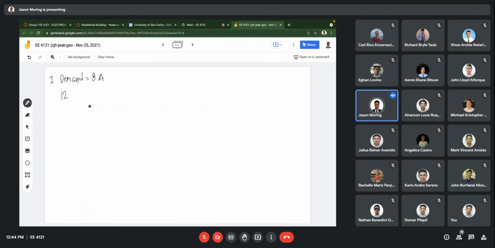So, dili pwede ang THN gamiton. So, you have to use THWN. It has the function of THW and THHN. Okay? But for our calculation, anyway, THWN is also 90 degrees. So, I'm going to use here 12 AWG. So, let's just say THHN or THWN.